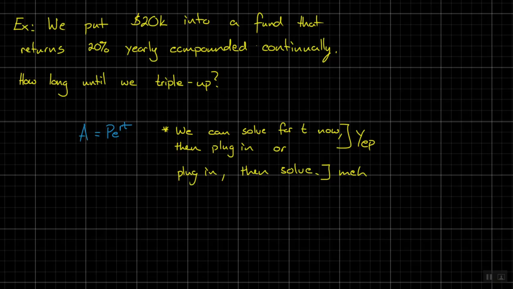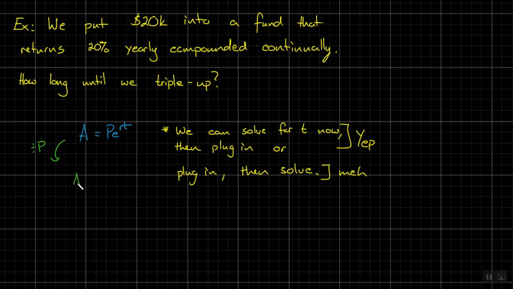Where is t located right now? It's in the exponent, so I need to get it out. But before I do that, I need to isolate the variable. We are solving for t. Don't lose sight of that. What should I divide both sides by first to make sure only stuff with t remains? P. Okay. I'll divide by P.